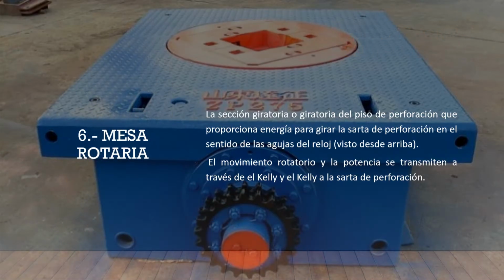Rotary table. The revolving or spinning section of the drill floor that provides power to turn the drill string in a clockwise direction, as viewed from above. The rotary motion and power are transmitted through the Kelly bushing and the Kelly to the drill string.